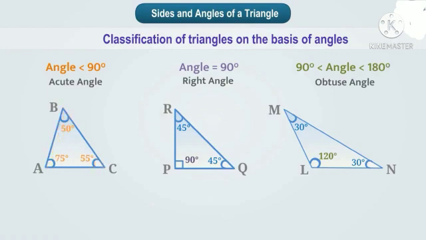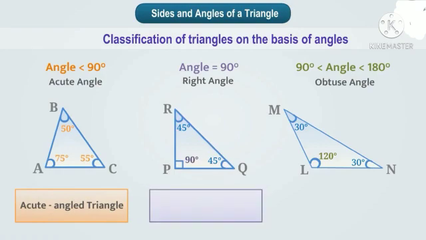A triangle with all angles acute is called an acute angled triangle. A triangle that has a right angle is called a right angled triangle. Keep it in your mind, a right angle is represented in this way. Similarly, a triangle with an angle greater than 90 degrees and less than 180 degrees is called an obtuse angled triangle.